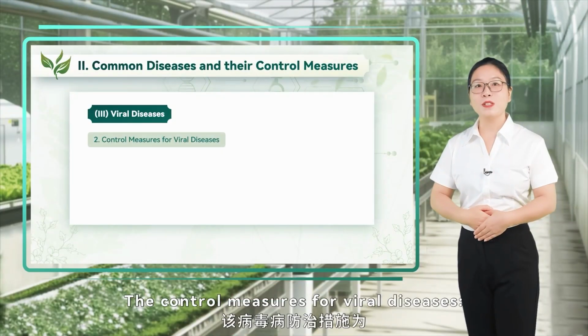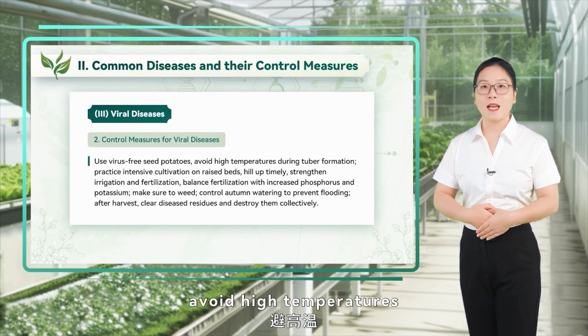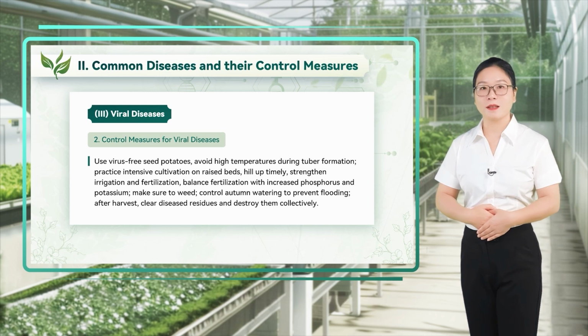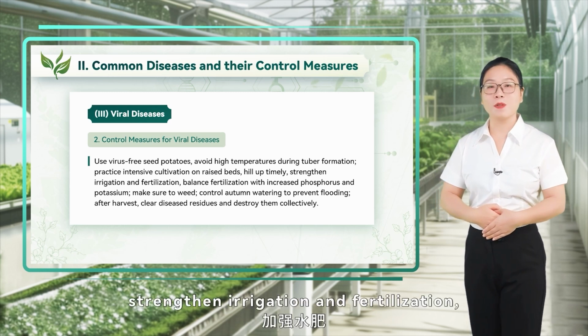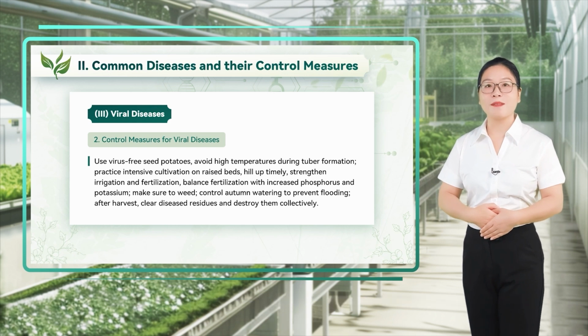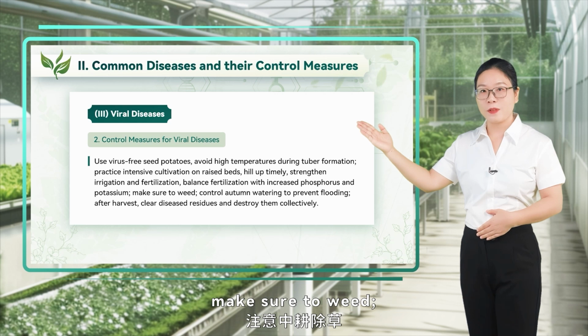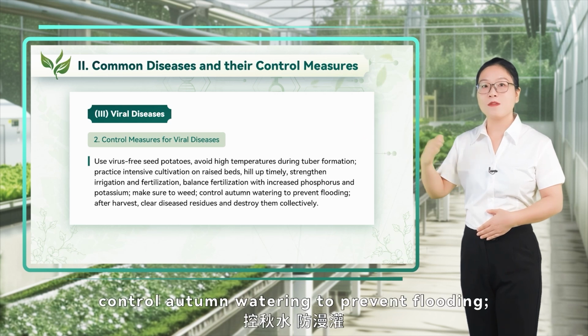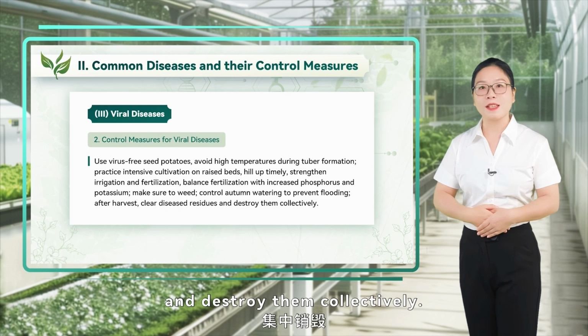The control measures for viral diseases: use virus-free seed potatoes, avoid high temperatures during tuber formation, practice intensive cultivation on raised beds, hill up timely, strengthen irrigation and fertilization, balance fertilization with increased phosphorus and potassium. Make sure to weed, and control autumn watering to prevent flooding. After harvest, clear diseased residues and destroy them collectively.